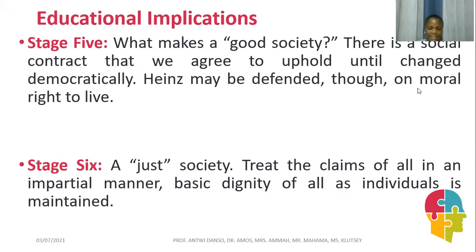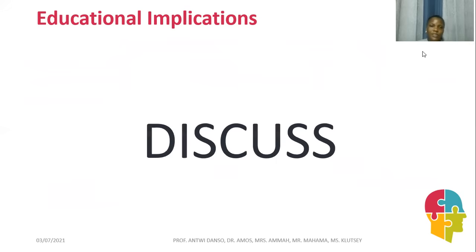Then those who are in stage 6 will say a just society will treat the claims of all in an impartial manner, where the basic dignity of individuals is maintained. So they will say, yes, it is against the law, but at that point in time, there's an interest that the person seeks, and that is healing his wife of the condition. So these are basically the stages of moral development.